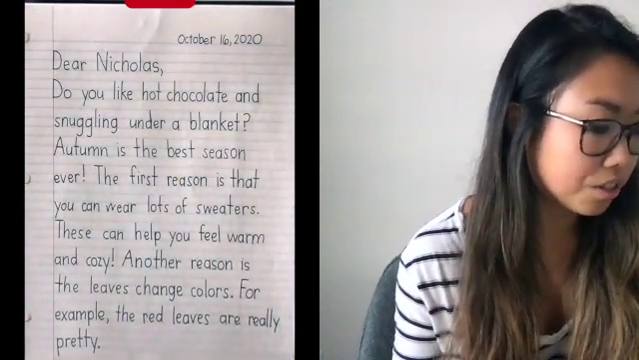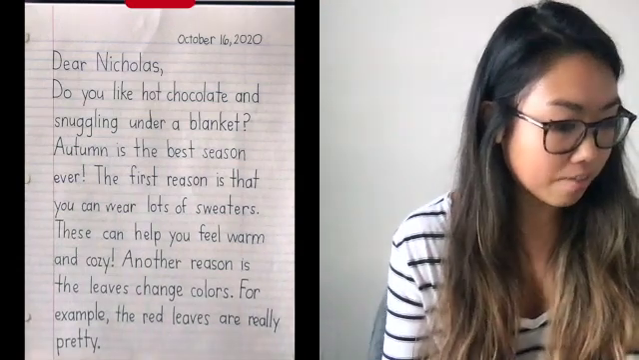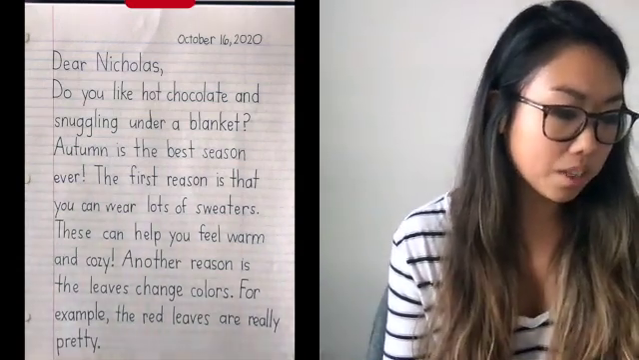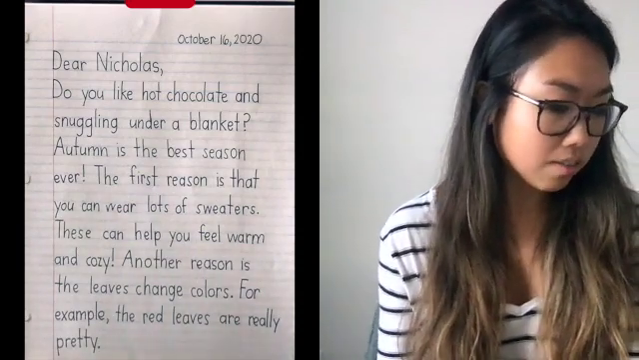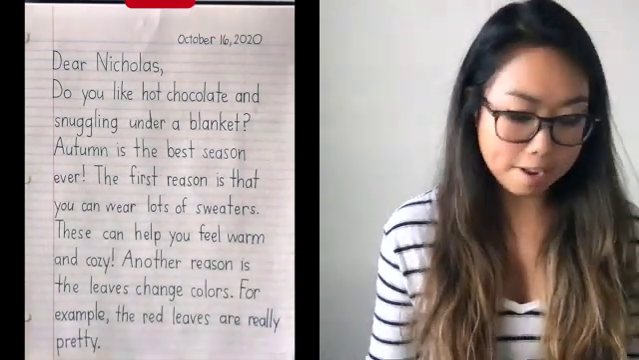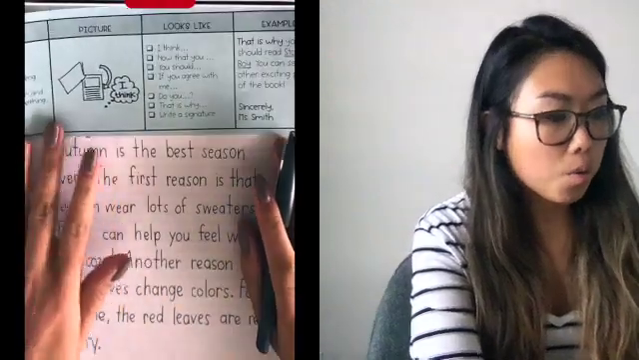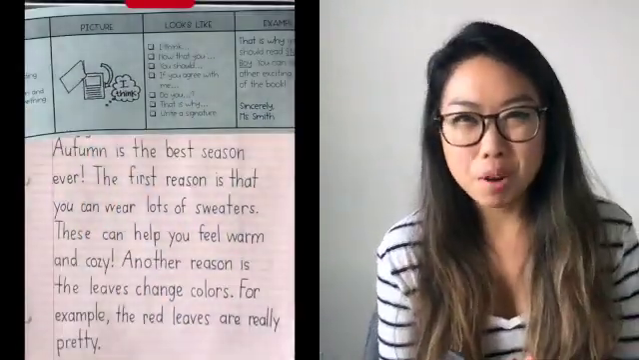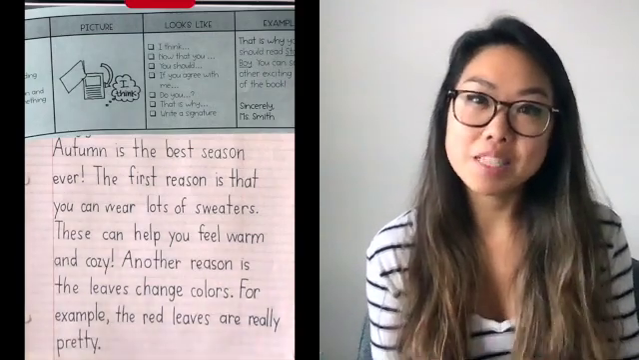October 16th, 2020. Dear Nicholas, do you like hot chocolate and snuggling under a blanket? Autumn is the best season ever. The first reason is that you can wear lots of sweaters. These can help you feel warm and cozy. Another reason is the leaves change colors. For example, the red leaves are really pretty. So now I'm thinking about, what do I want my brother to do? I want him to agree with me. I want him to think that autumn is the best season.